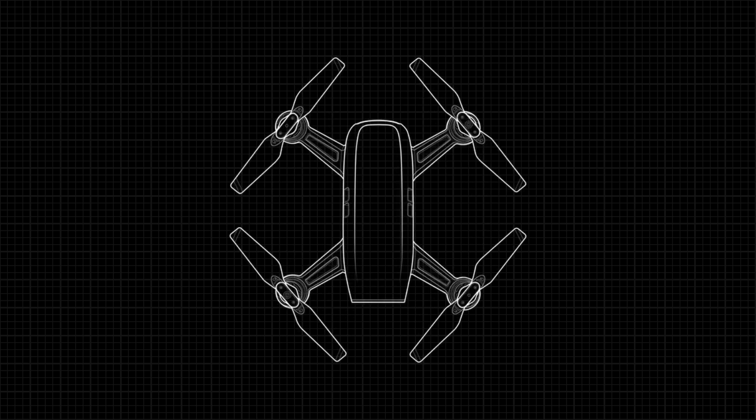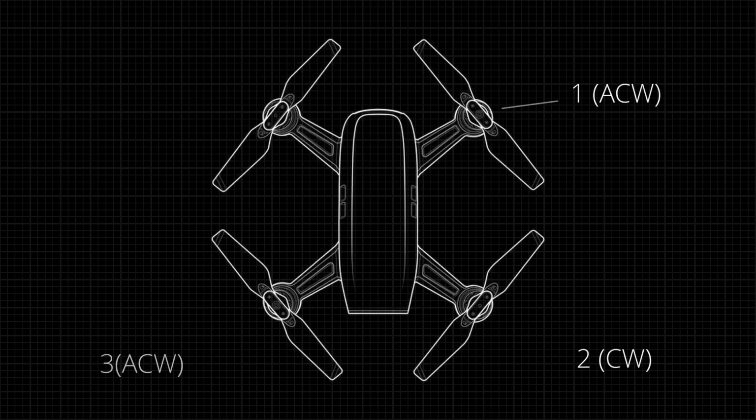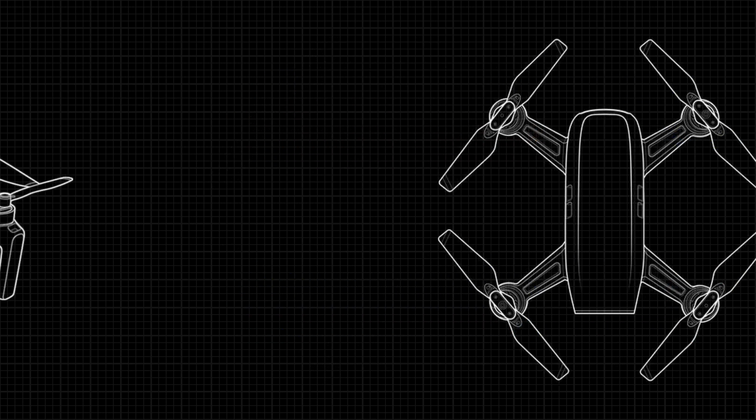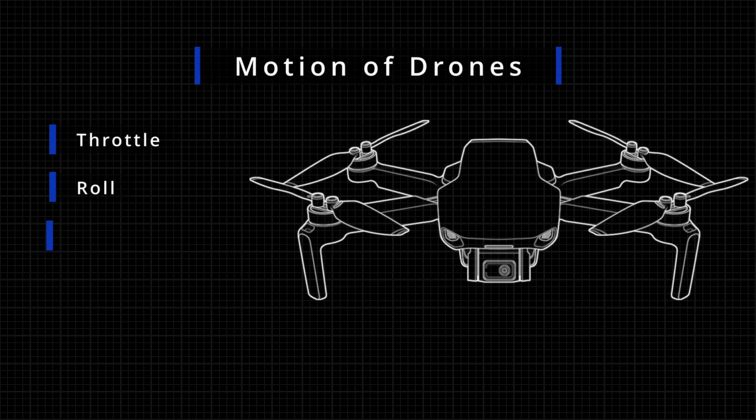The name quadcopter itself suggests that our drone contains four propellers. It contains two clockwise and two anti-clockwise rotating rotors placed diagonally in order to cancel out the effective torque. The four propellers give us four control surfaces, namely throttle, roll, pitch, and yaw.